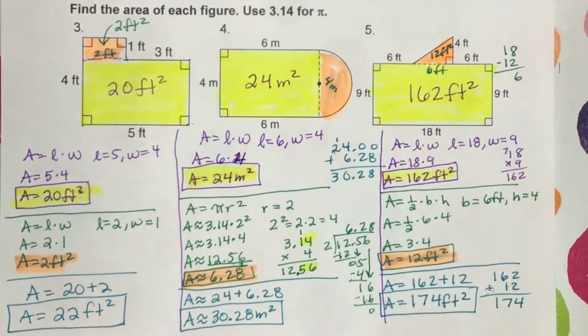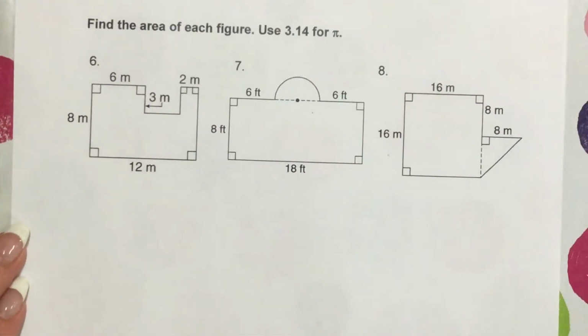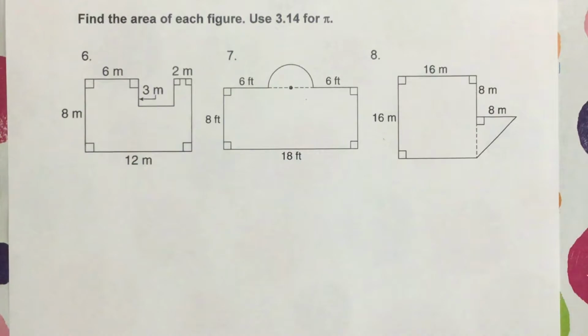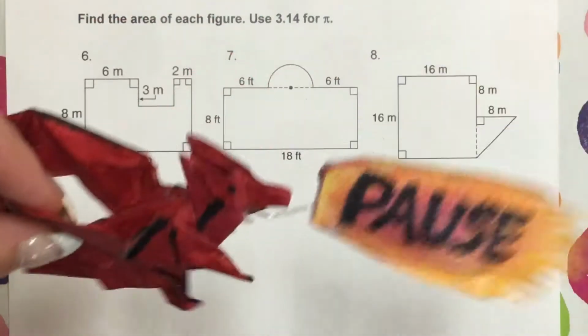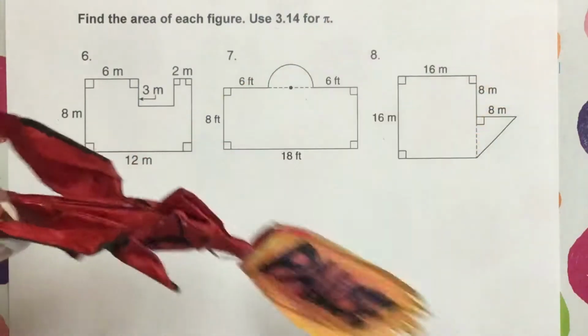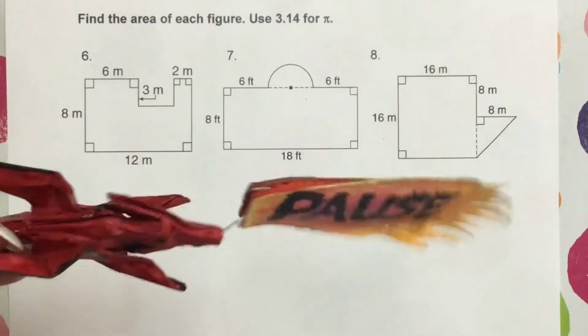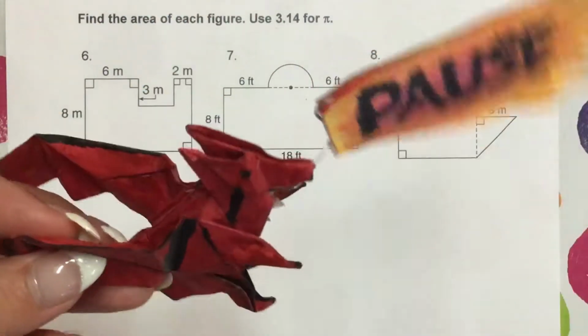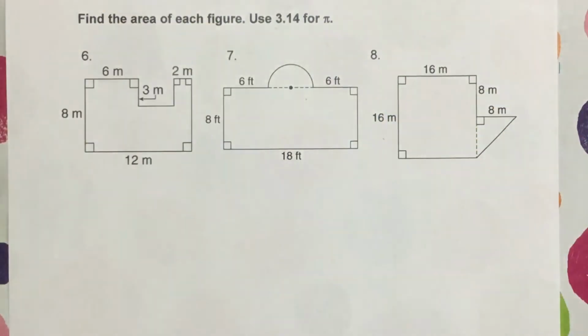All right, let's go ahead and look at the back page. And we have some more shapes back here, 6, 7, and 8, and I want you to go ahead and try those on your own. So here's our friend the Pause Dragon, reminding you to pause your device, work out problems 6, 7, and 8, use all your work, write down all your formulas, define all your variables, show your work, and we will see you in just a little bit. Okay, when you get done, press play and we'll go over the answers.